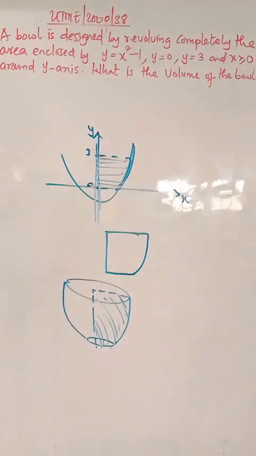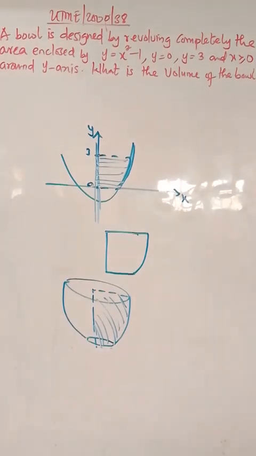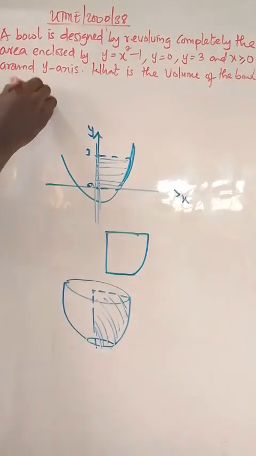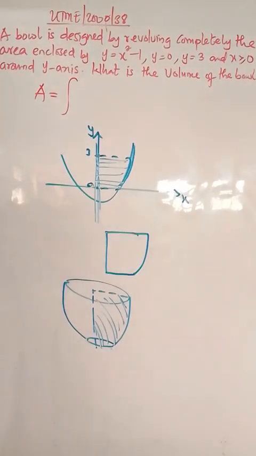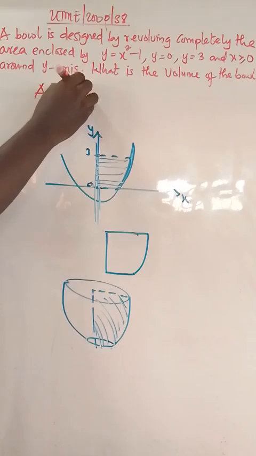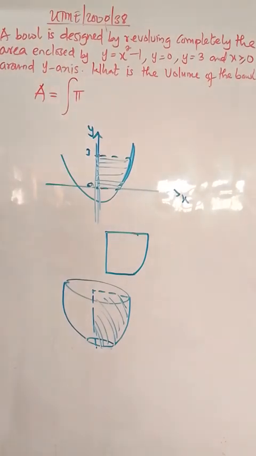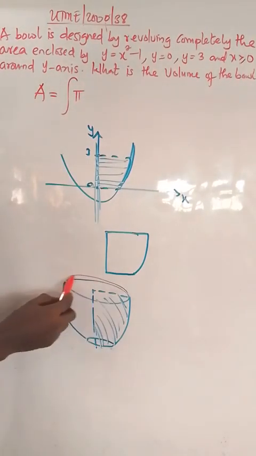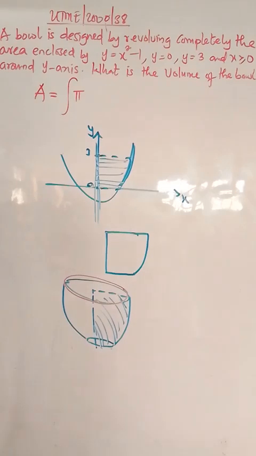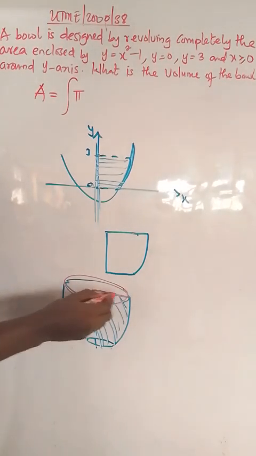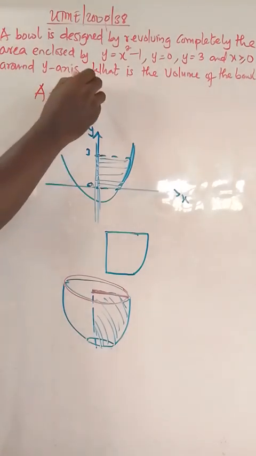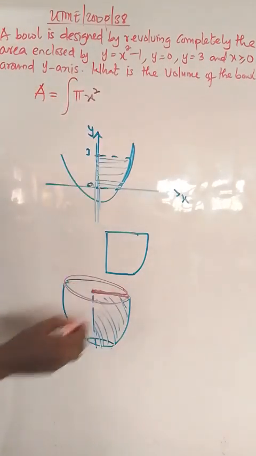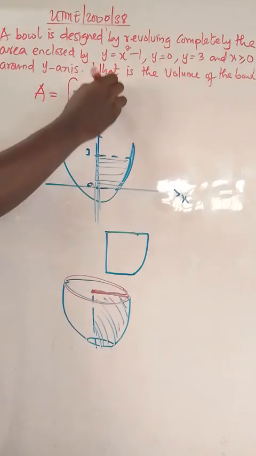So now let's forget about design and come back to JAMB. Let's solve this question. In this case, the area of the shape is going to be pi. Look at this. What shape is this? A circle. And what's the radius of the circle here? It is horizontal, so in this case it's going to be pi x squared, where the radius is along x, dx.